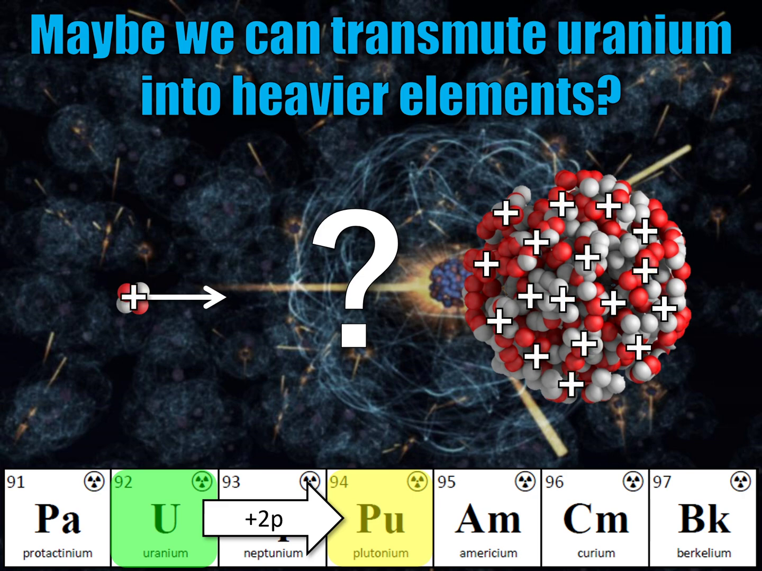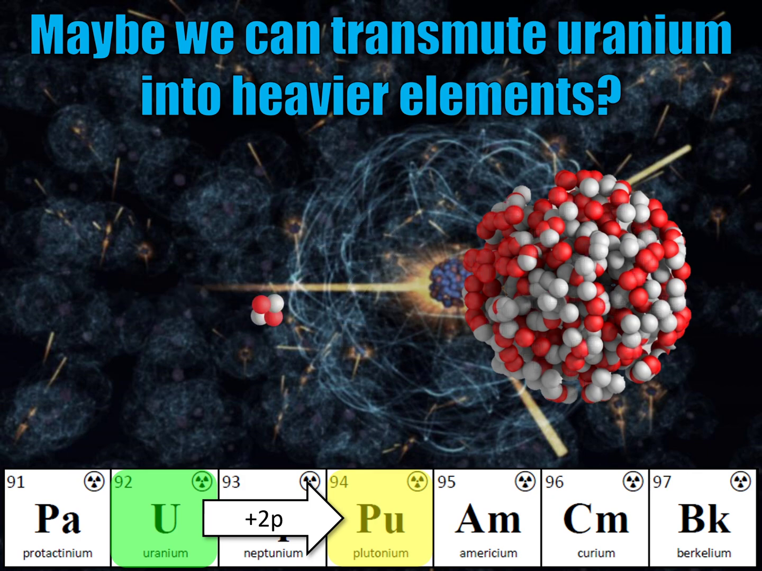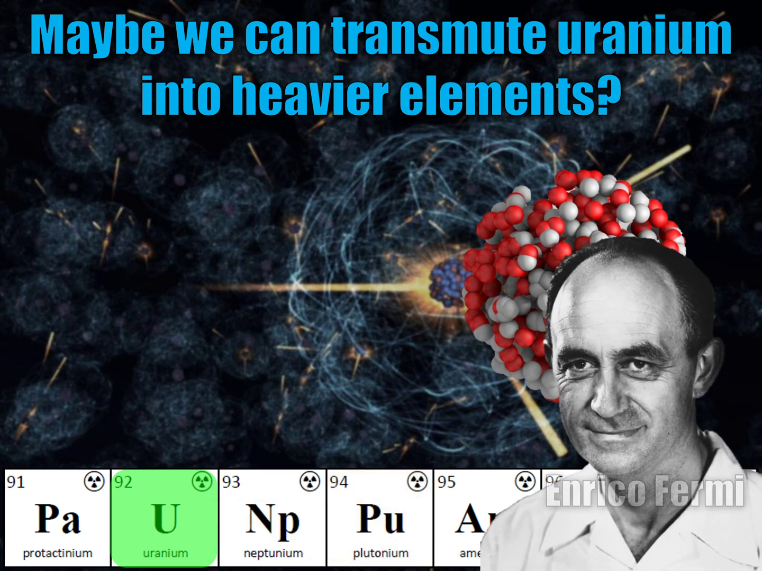So is there some way that we could do this? The problem is that alpha particles are positively charged, and so is the nucleus of the atom. And like charges repel each other. So this procedure just won't work. We just can't get those alpha particles close enough for the strong nuclear force to take over and bring the alpha particle into the nucleus. So maybe there's something else we can do.